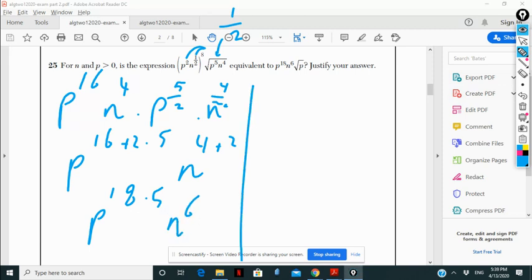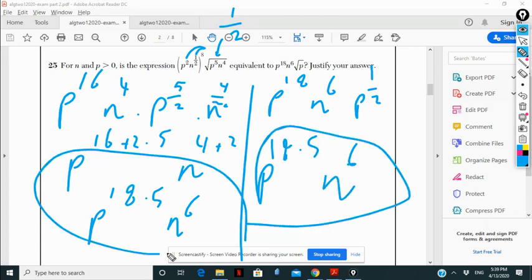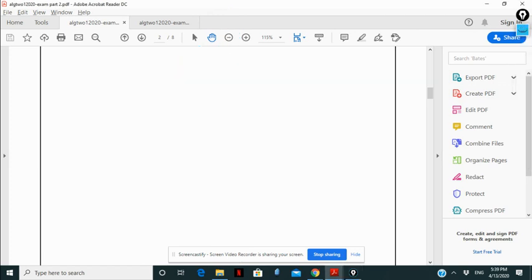Now we're going to do the same over there. So b to the power 18, n to the power 6, and that's b to the power half. Adding the exponent gives me b to the power 18 and a half, n to the power 6, the same expression, so both of them are correct. So they are equivalent to each other.